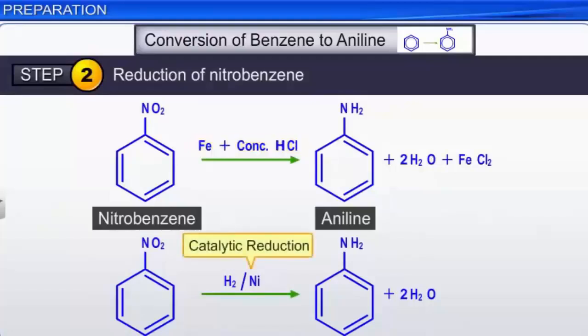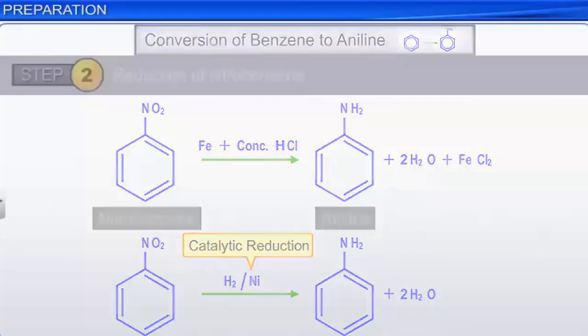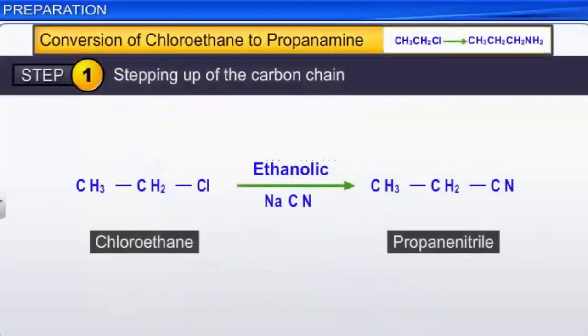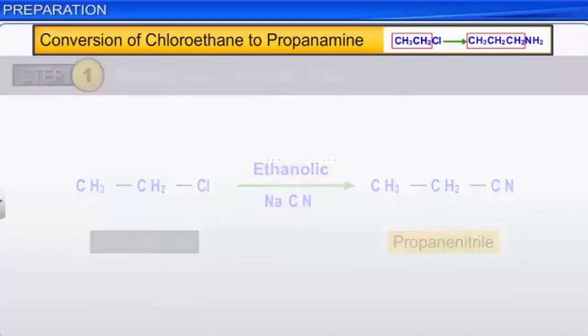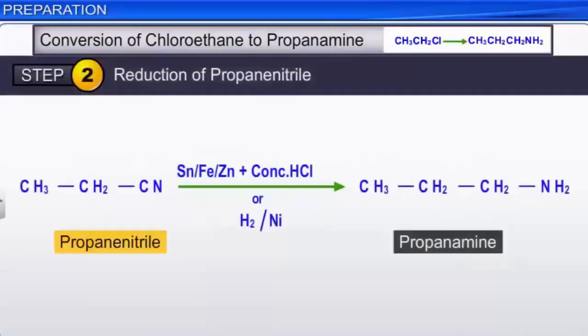Let's proceed to the conversion of chloroethane to propanamine. Note that this conversion involves the stepping up of the carbon chain. To achieve this, chloroethane is first treated with an ethanolic solution of sodium cyanide to yield propane nitrile. In the next step, propane nitrile is reduced by active metals like tin, iron or zinc in the presence of concentrated hydrochloric acid or by catalytic hydrogenation to give propanamine.